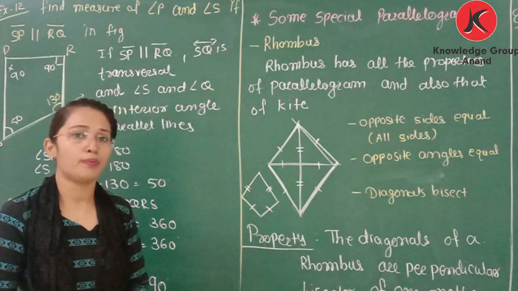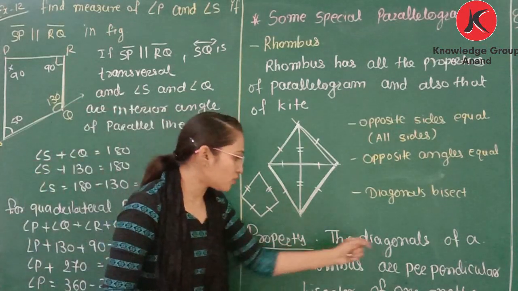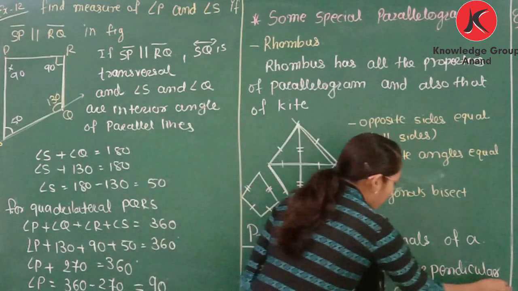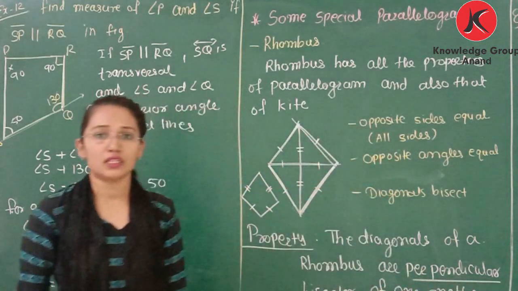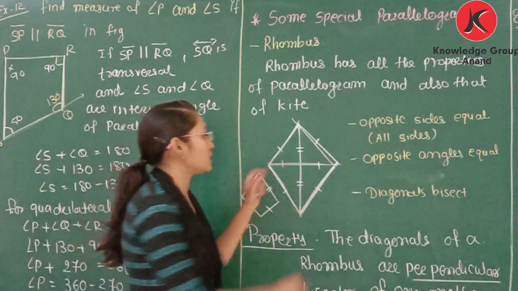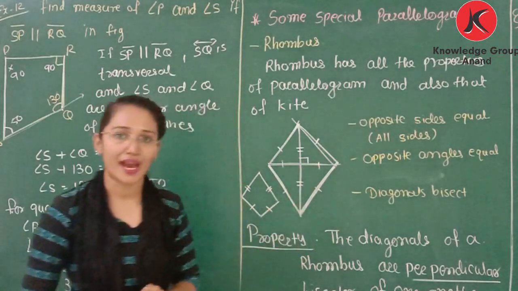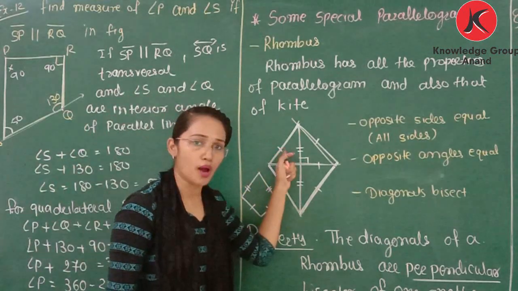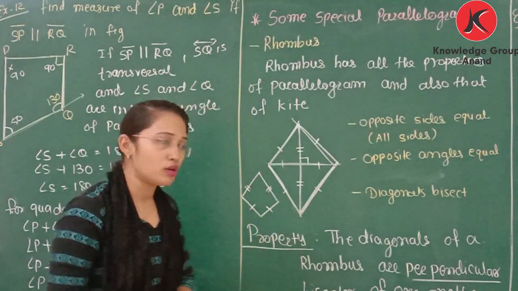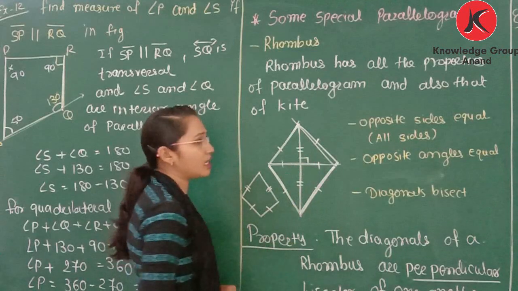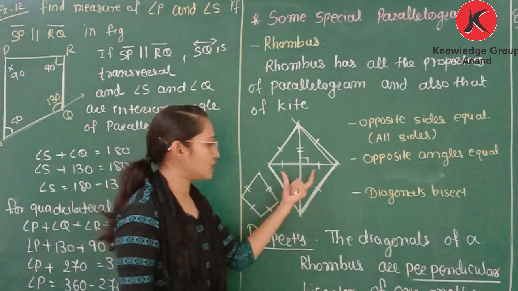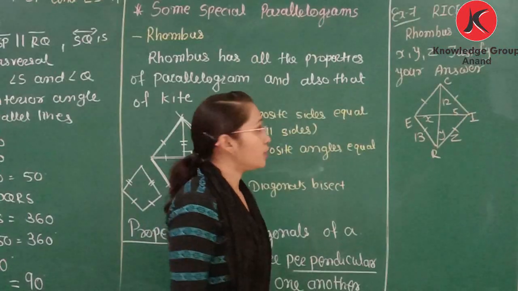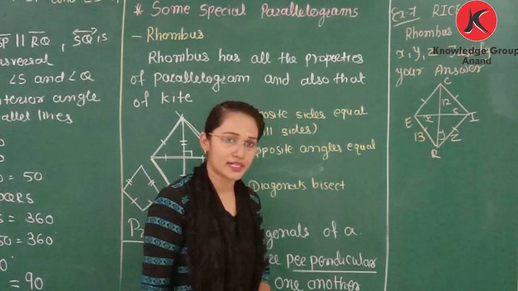One more extra property of a rhombus is that the diagonals of a rhombus are perpendicular bisectors. Perpendicular bisector means what? It is at a right angle. They bisect each other at a right angle. Diagonals of a rhombus are perpendicular bisectors, meaning they make a right angle with each other and they bisect each other, as it is a property of a parallelogram. Using this, we will solve examples.